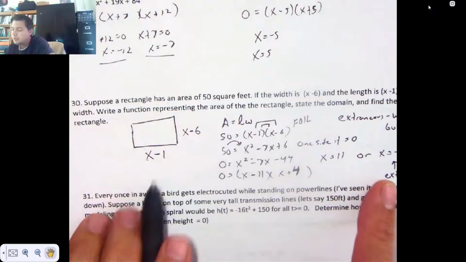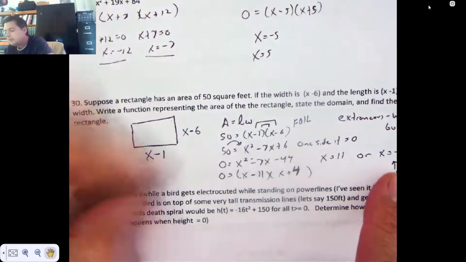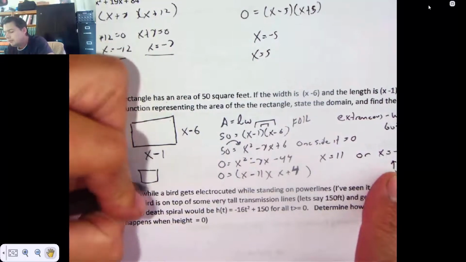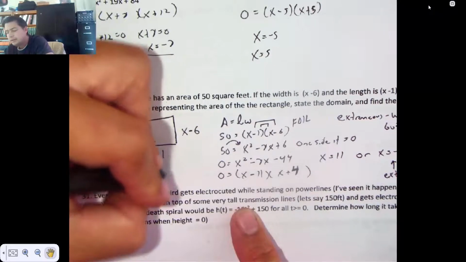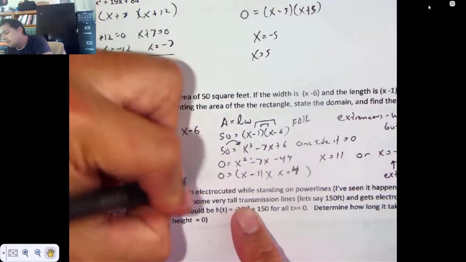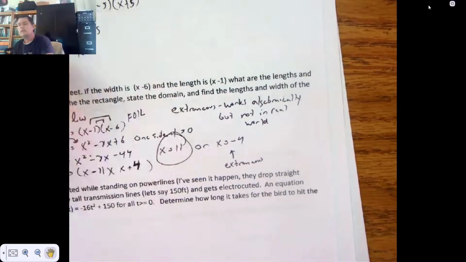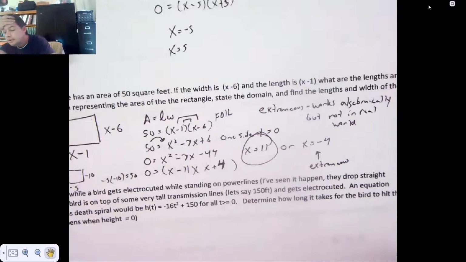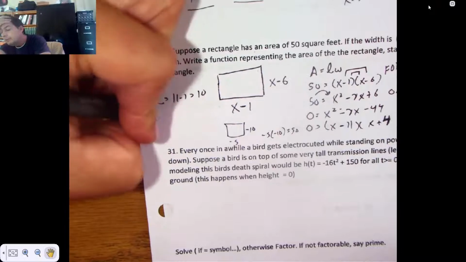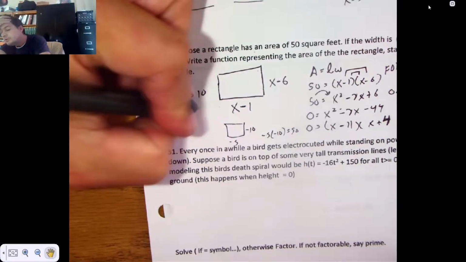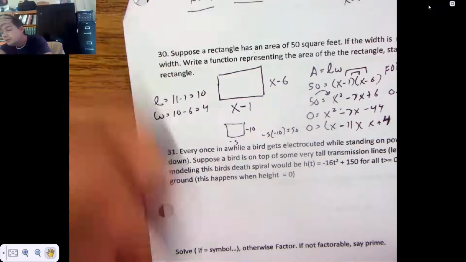Because it would work. If this x is negative 4, this would be negative 5, and this would be negative 10, and negative 5 times negative 10 is 50. It actually does satisfy the numbers, but it doesn't work in the real world. So x is 11. My length is going to be 11 minus 1, which is 10. And my width is going to be 10 minus 6, which is 4. Those are my dimensions, 10 and 4.